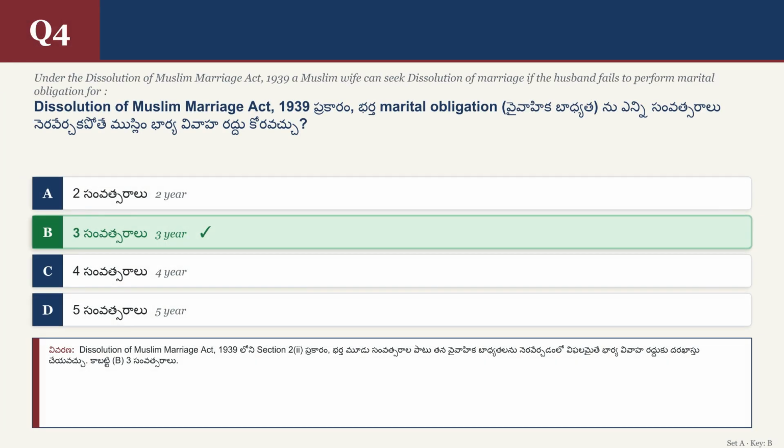Question 4 asks, how many years a Muslim husband must fail to perform his marital obligation before a Muslim wife can seek dissolution of marriage under the Dissolution of Muslim Marriage Act 1939? The correct answer is B, 3 years.